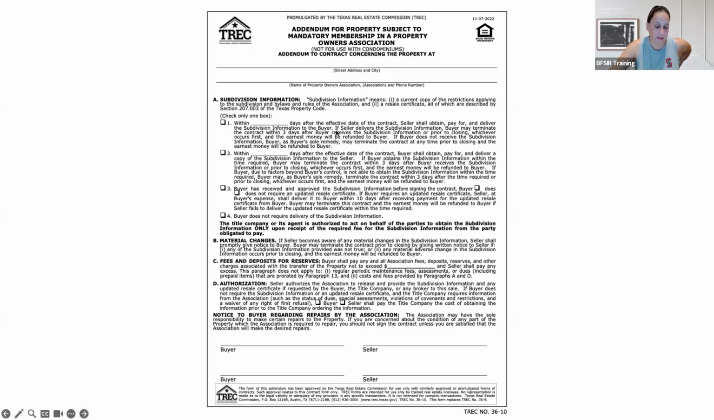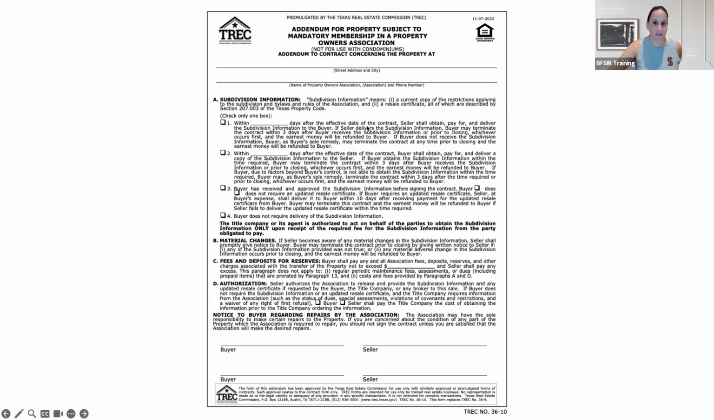These are mandatory because they're recorded in the real property records and encumber the property. A voluntary agreement might be something everyone likes to do, but it's not required. It's not encumbering the property like this is. Does that make sense? Thank you. Okay, no problem.